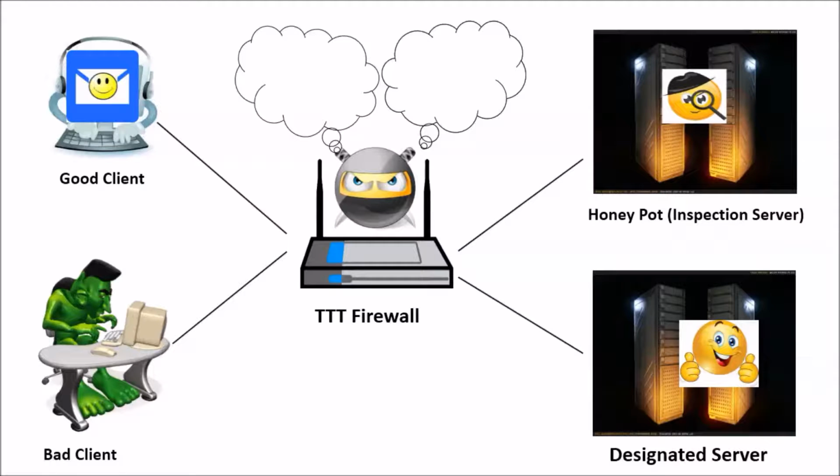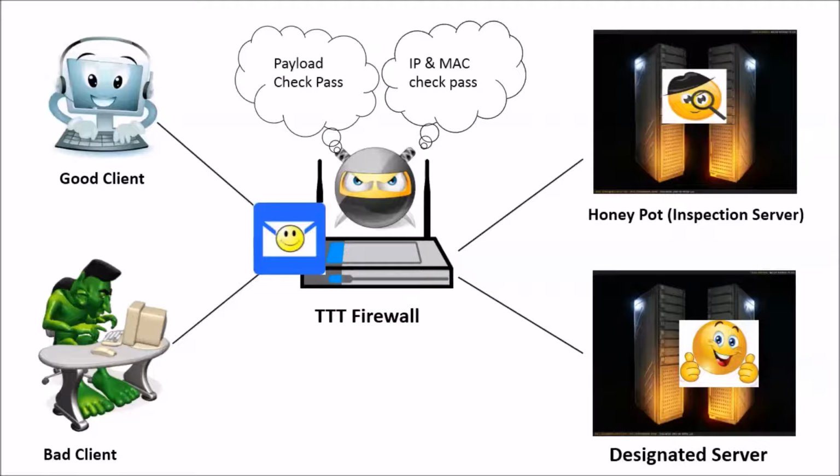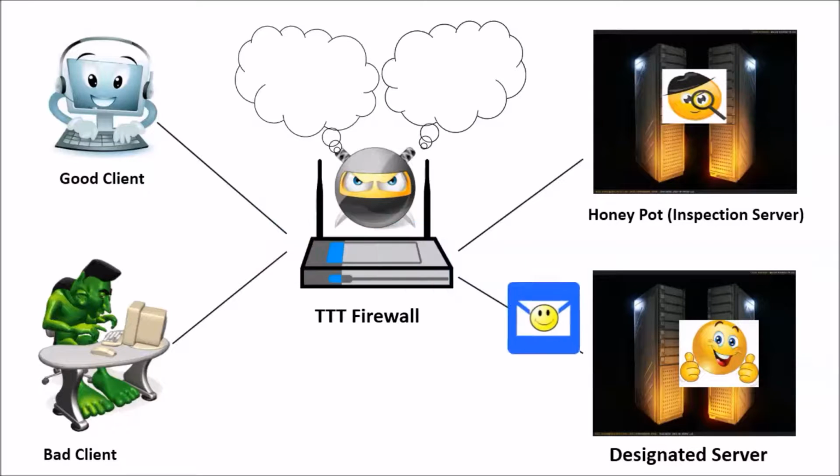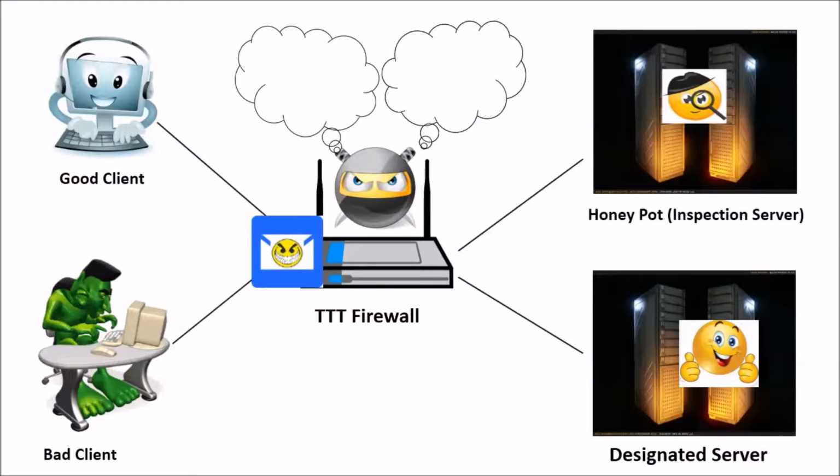Let's see what happens when a good client sends a packet. When a good client sends a packet, it is scanned by our firewall. As we can see, it shows that IP MAC check is passed and payload is good, so it can go to the designated server. Now when a bad client sends a packet, it is scanned by our firewall. It shows that it has failed the IP and MAC check, so it won't go to deep packet inspection and it will be rerouted to the honeypot server.